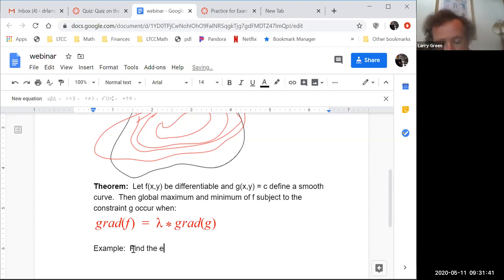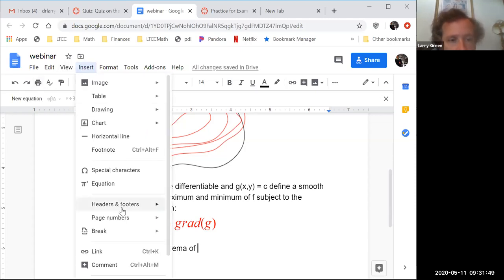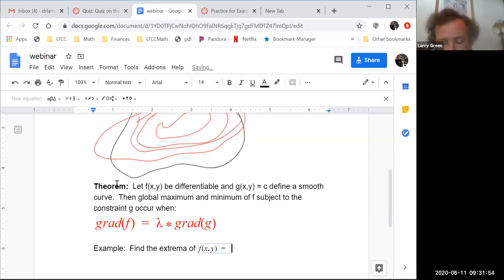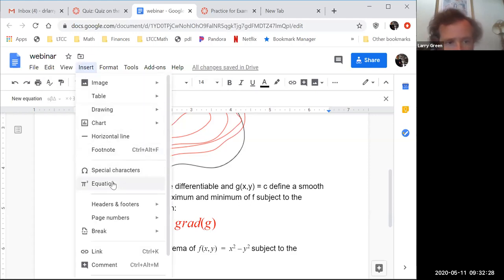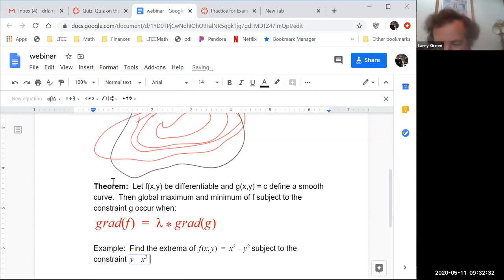Okay, and it is: find the extrema of f of x comma y is equal to x squared minus y squared, subject to the constraint y minus x squared equals 0. Any question on the question?